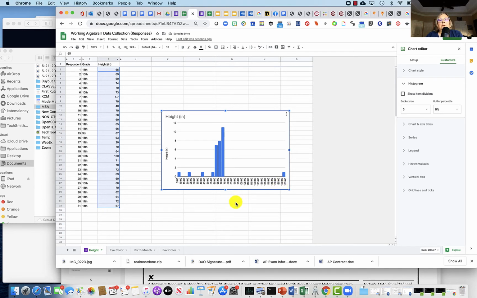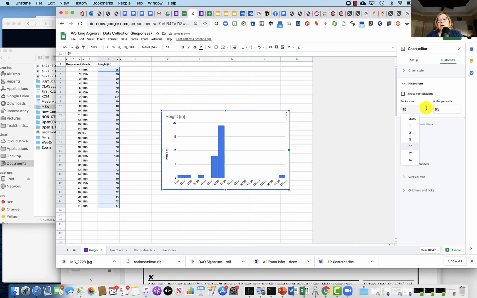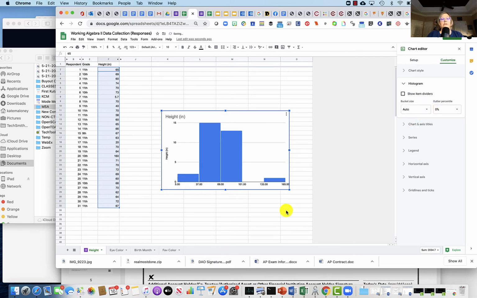And 5 actually is the one where I can definitely see outliers. I don't know if this is an outlier. It might not be. I'm going to ask you to think about and make a good argument for what's an outlier and what's not. If I go to 10, it's probably not going to be good. Yeah, that doesn't tell me much. So I actually liked auto almost best.